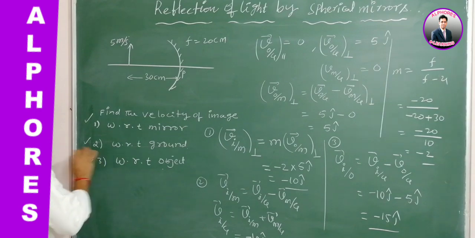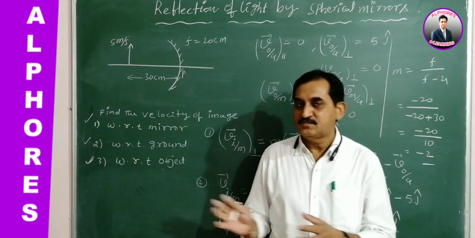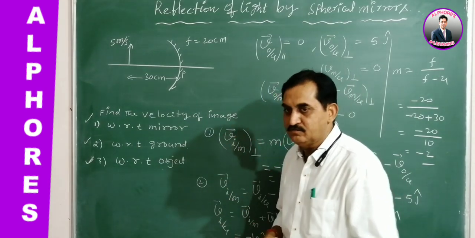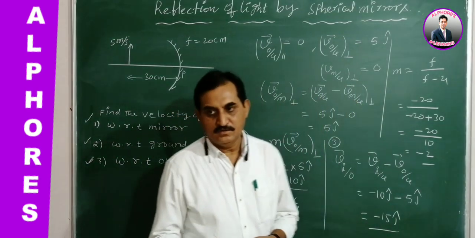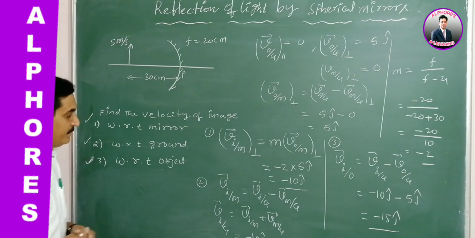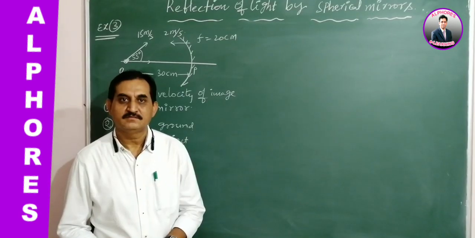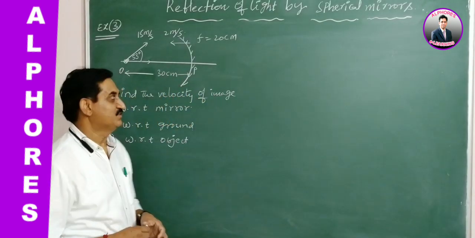So you finish off. This is the way to find the velocity of image in the spherical mirror with respect to mirror, with respect to ground, and with respect to object when the object is moving perpendicular to the principal axis. Okay, then let us move on to another problem. Let us go for the third question.